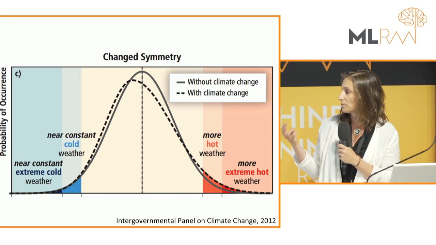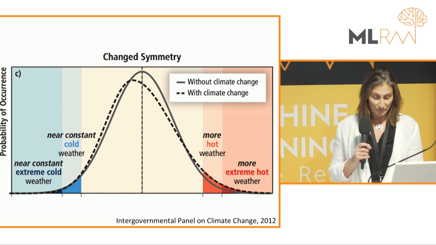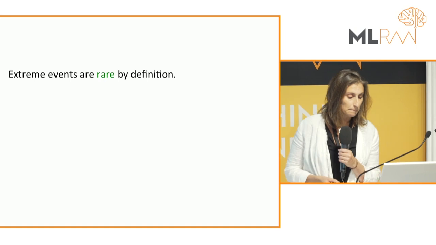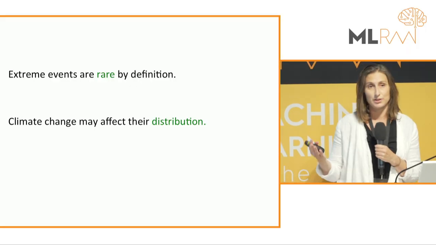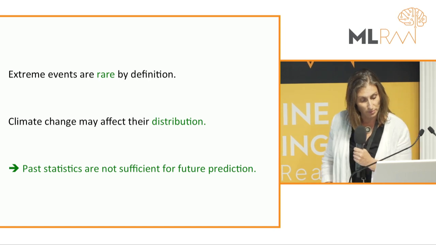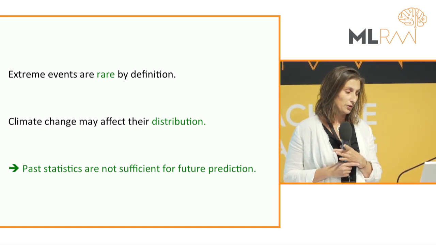So understanding extremes has been put forward as one of the grand challenges by climate scientists. And so let's take this as an example of how we would apply machine learning. And so say we were going to study extremes. But by definition, the extreme events are rare. So we're not going to have many, many sort of positive examples of them in historical data. And then we talked about, simply for temperature alone, ways that climate change might be changing its distribution. So the trouble is now that statistics we can get from historical data may not be sufficient alone for future prediction.